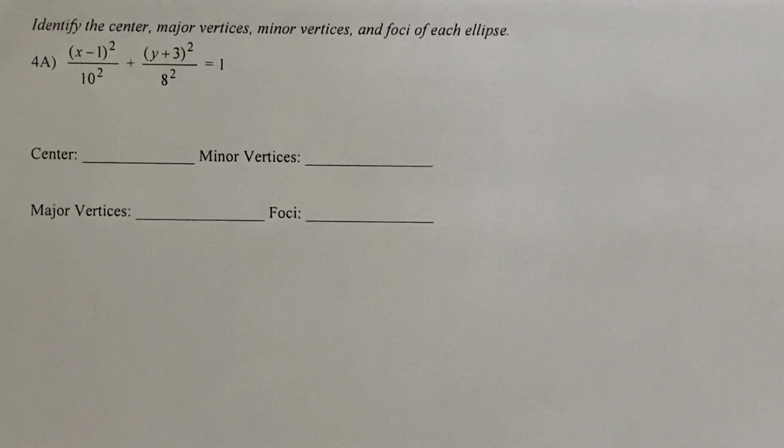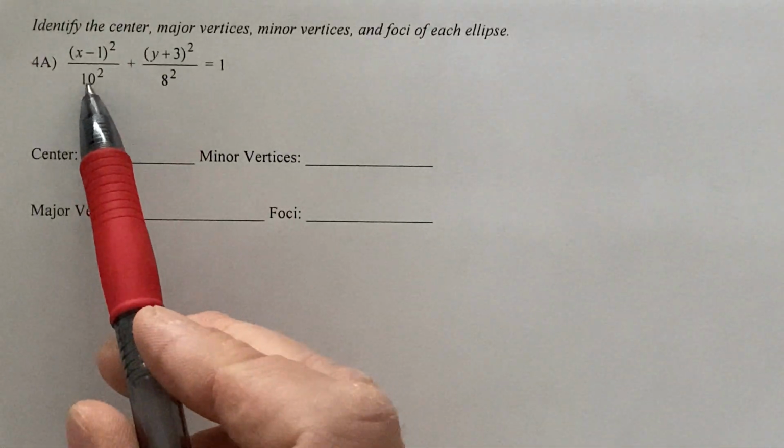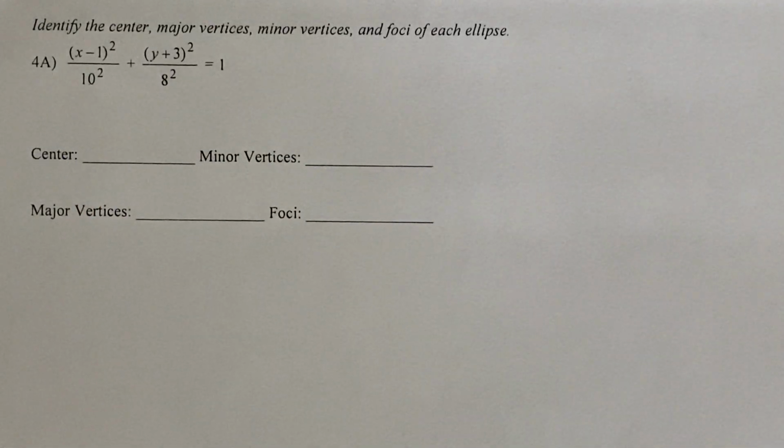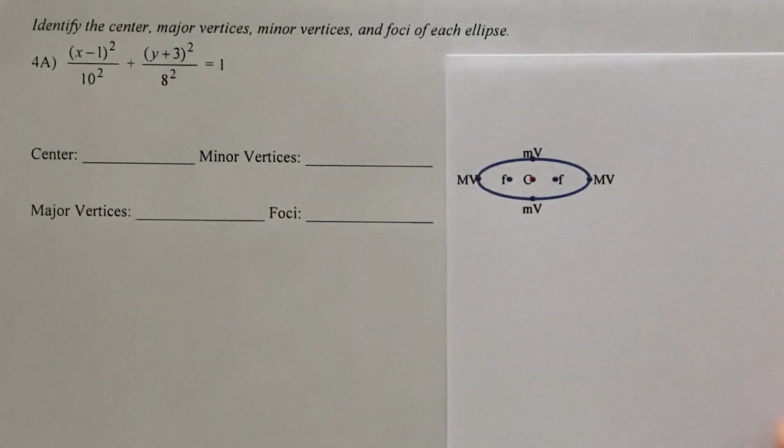My objective for this problem is to identify the center, major vertices, minor vertices, and foci of this ellipse. Since I already know it's an ellipse and I already have the formula, really it's just visualizing what this ellipse looks like and being able to use basic geometry to find out these specific coordinates, okay? So since the bigger number is underneath x, I should visualize, again, you don't have to draw it, but just visualize a short, fat ellipse, okay?